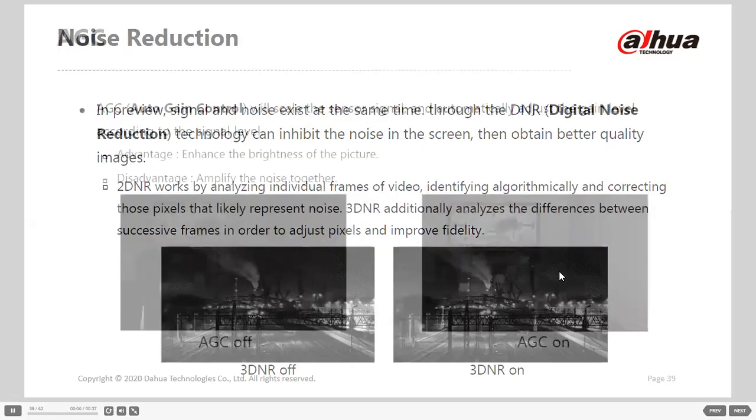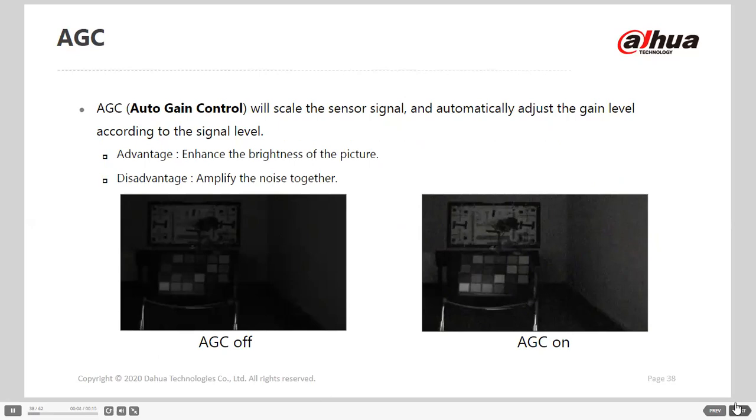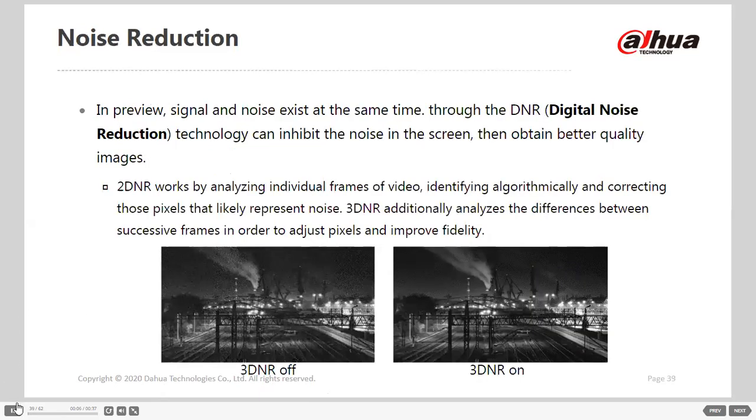So how do we reduce these white spots? That is the noise. We have different methods of noise reduction. One of the methods is called 3D noise reduction, and we also have 2D noise reduction. 2D noise reduction works by analyzing individual frames of video and correcting those pixels that likely present noise, while 3D noise reduction analyzes between different frames in order to adjust pixels and improve fidelity. So 3D NR is a bit better than 2D NR.